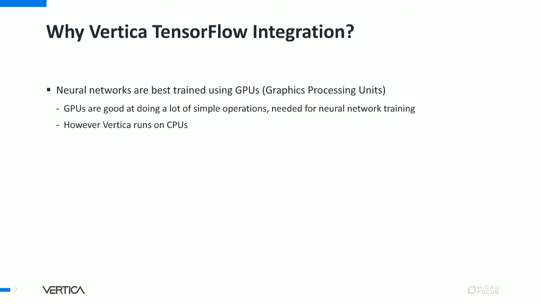Okay, so now that we've talked about why neural networks are needed, let's talk about integrating them with Vertica. So neural networks are best trained using GPUs, which are graphics processing units, and it's basically just a different processing unit than a CPU. GPUs are good for training neural networks because they excel at doing many, many simple operations at the same time, which is needed for a neural network to be able to iterate through the training data many times. However, Vertica runs on CPUs and cannot run on GPUs at all because that's not how it was designed.